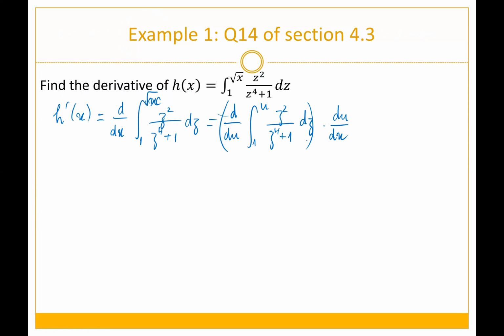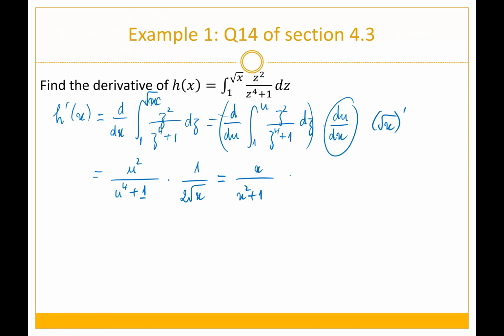So this part is going to be u squared over u to the fourth plus 1, multiplied by du over dx, which is just the derivative of square root of x. So for this one, we have 1 over 2 square root of x. Now our final answer must be in the form of x, so we put everything back into x. So you have x squared over x squared plus 1, times 1 over 2 square root of x. Simplifying that, we have the final answer.